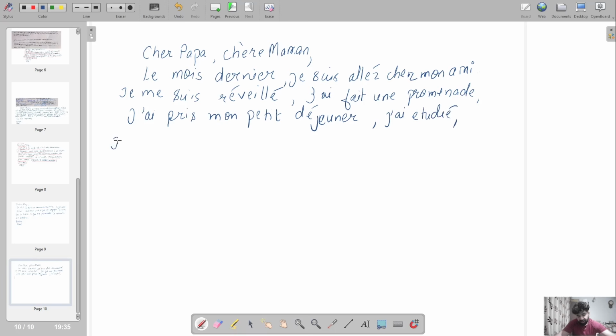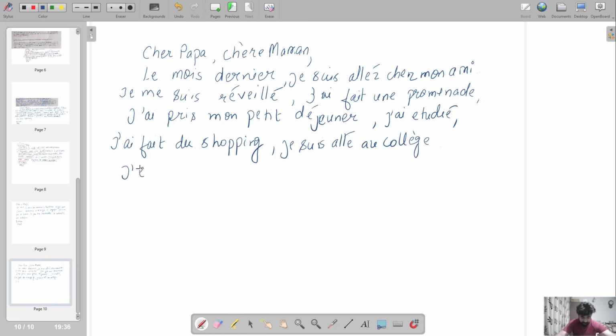So this was all given to us, right? In the pictures, we just learn those words. "J'ai fait du shopping." This was actually given to us in the question. So you have to mention this also. Then "Je suis allé au collège." This was also given to us in the question. Then this we are writing from ourselves: "J'étais très occupé." I was very busy. Occupé, occupé, and then we'll write I had a good day.